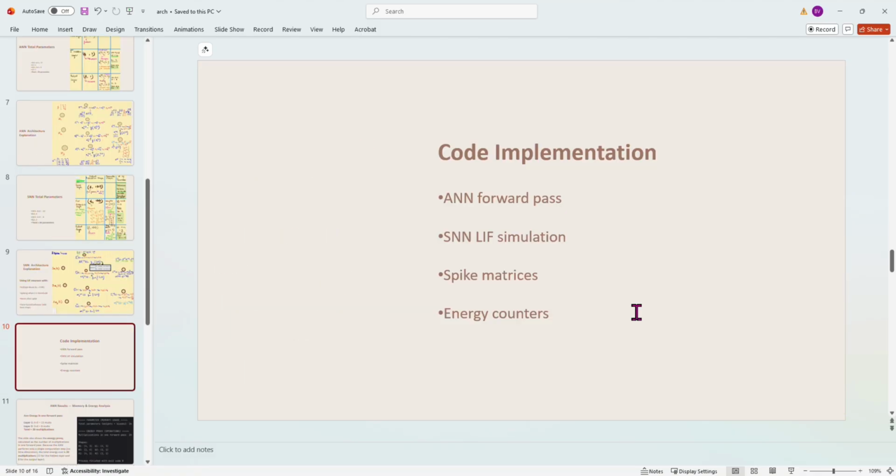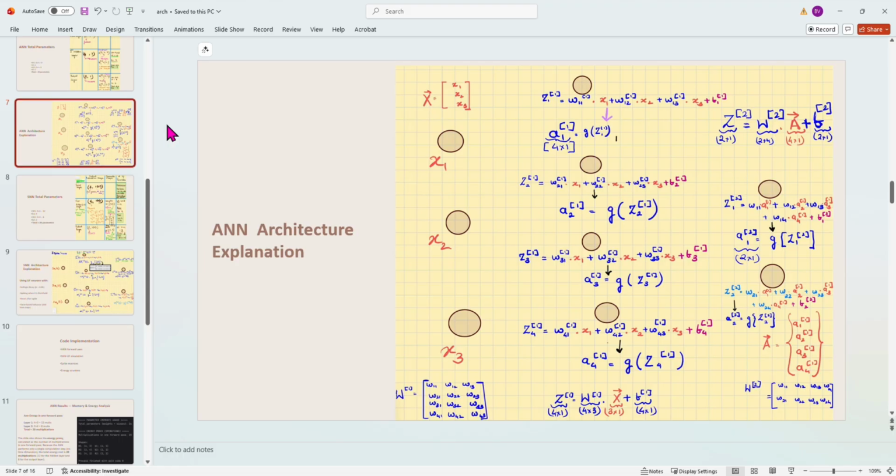The ANN implementation is very straightforward. We perform one forward pass using matrix multiplications, the matrix multiplications you saw right here. So this equation, this activation function, for the whole hidden layer, and similarly for the whole output layer. So this is the whole forward pass from here to here to here. This is our output, so that's considered a forward pass.